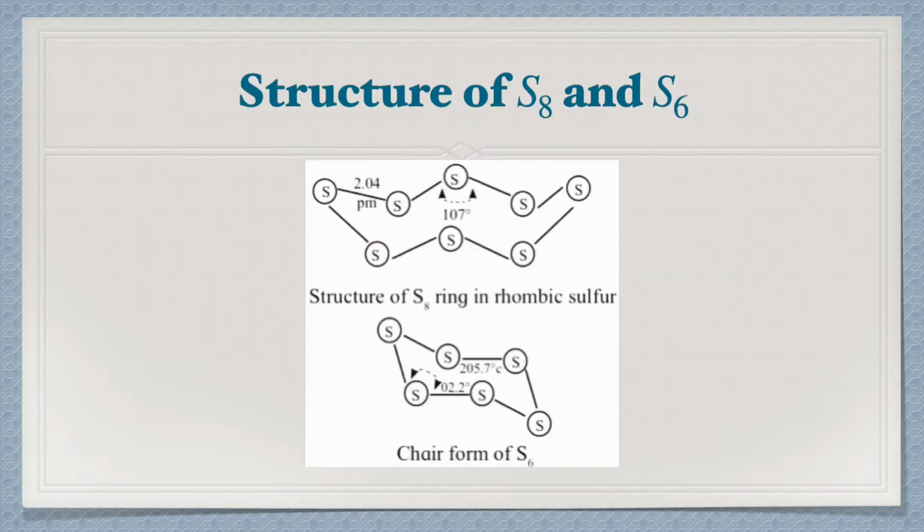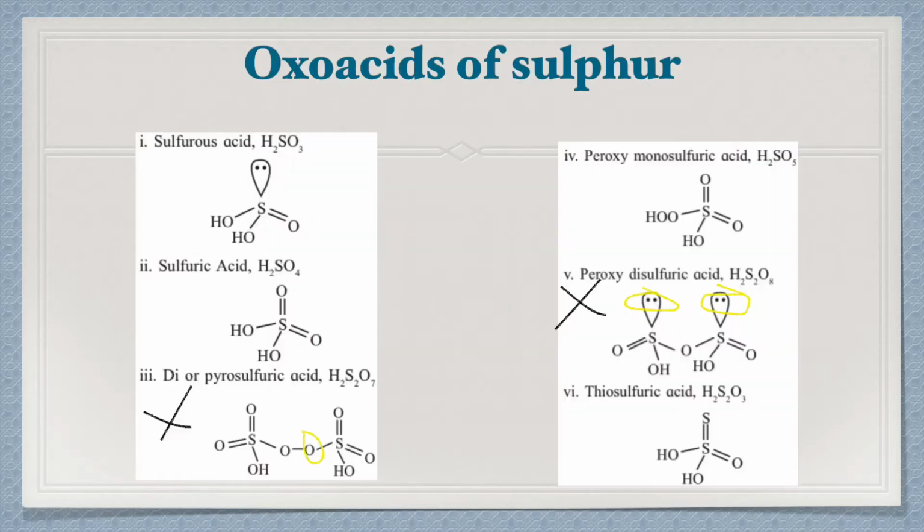Now we'll see the structure of S8 and S6 molecule. In S8 molecule, the ring is puckered and has a crown shape, whereas in cyclo S6, the ring adopts the chair form. Okay, so hopefully it is clear. The puckered ring structure is the first one. Next, we'll start with oxoacids of sulfur, which is a very important topic.